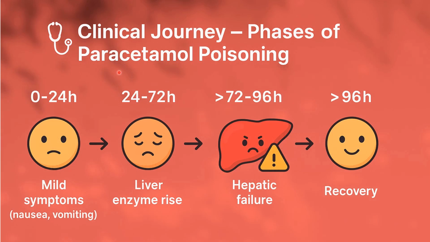Now let's see the clinical journey, or the different phases of paracetamol poisoning. From 0 to 24 hours there are mild symptoms with nausea and vomiting. After that, from 24 to 72 hours the liver enzymes are raised, and then from 72 to 96 hours there is hepatic failure, and this is the most critical phase of paracetamol poisoning. At this phase there might be acute liver failure and the child may even require liver transplantation. If the intervention is not taken in time, there is death. After 96 hours there is the recovery phase. In this time the child recovers slowly, and everything resolves.